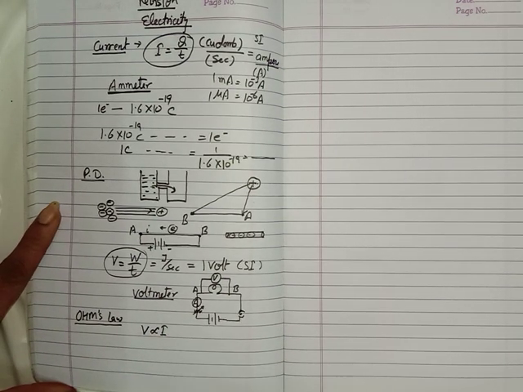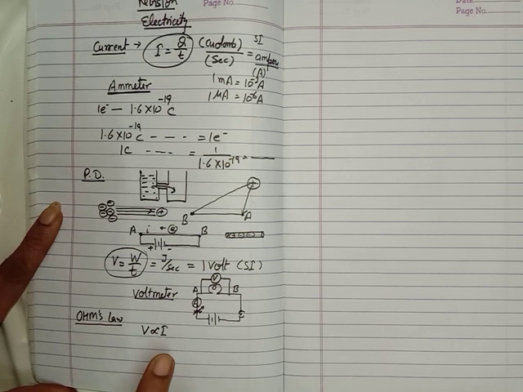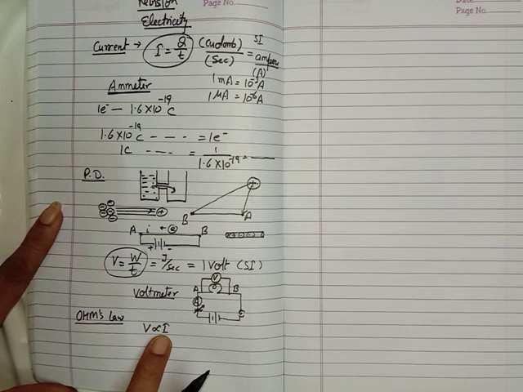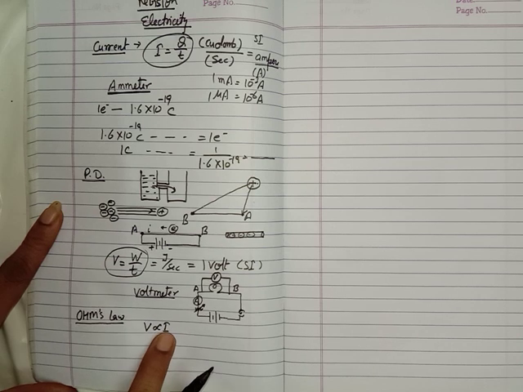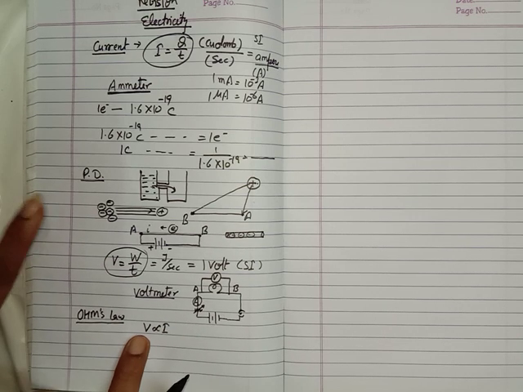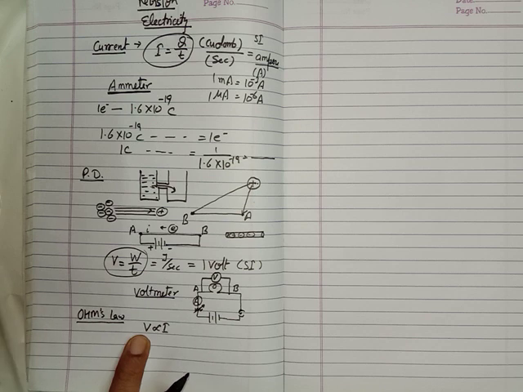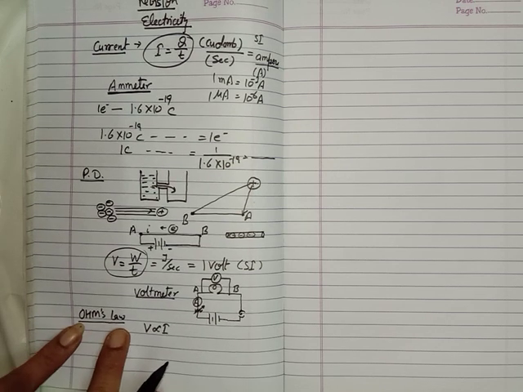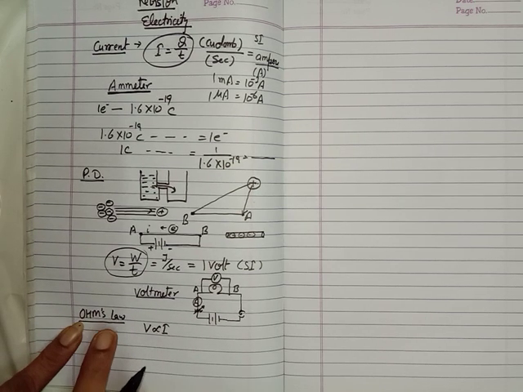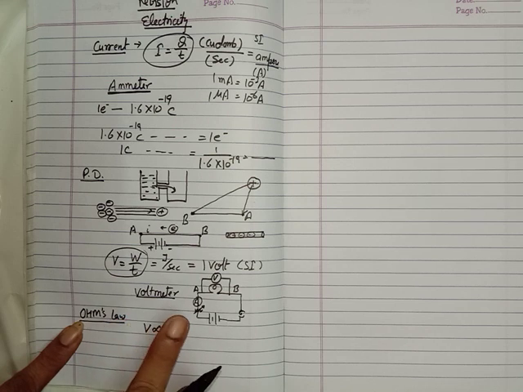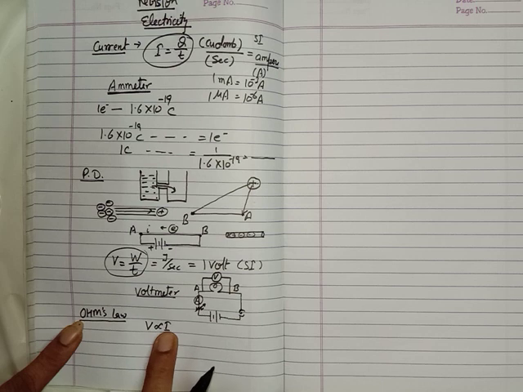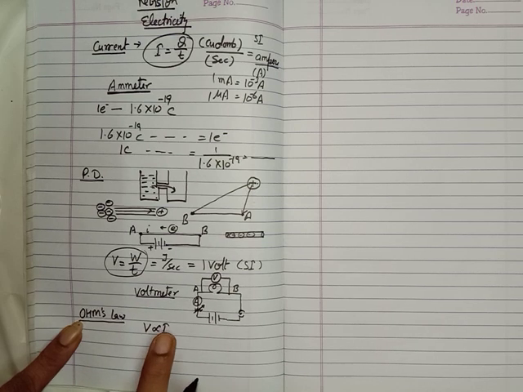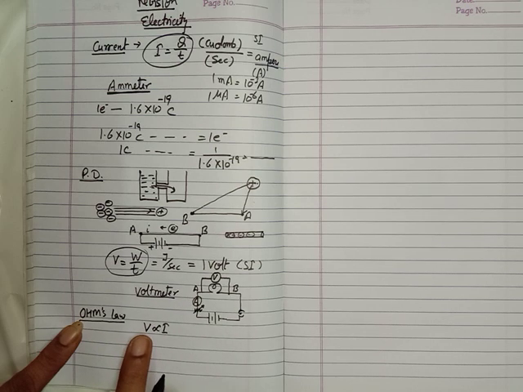So at constant temperature, he stated that the electric current flowing through a metallic wire is directly proportional to the potential difference across its ends. Again, I am going to explain what Ohm's law is. According to Ohm's law, at constant temperature, the electric current flowing through a metallic wire is directly proportional to the potential difference across its ends.